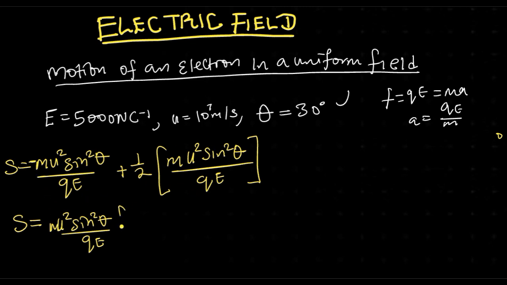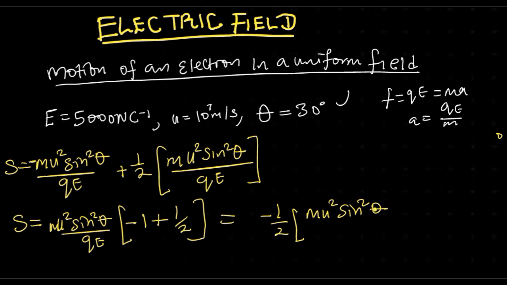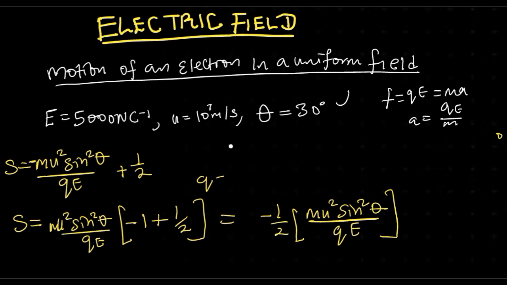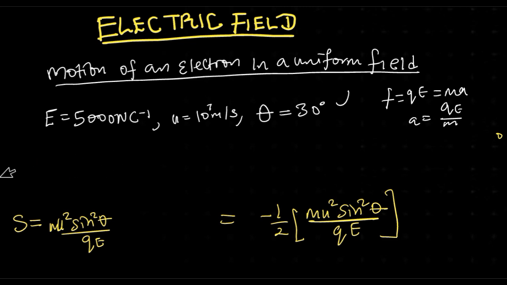Same thing here. So what will be left here? Minus 1. And what will be left here? 1 over 2. If we evaluate this, minus 1 plus 1 over 2 is the same as minus 1 over 2, times m u squared sine squared theta over qE. So all we need to do now is substitute the values that have been given to us. Are you getting it now? Yes, we just substitute the values that have been given to us.